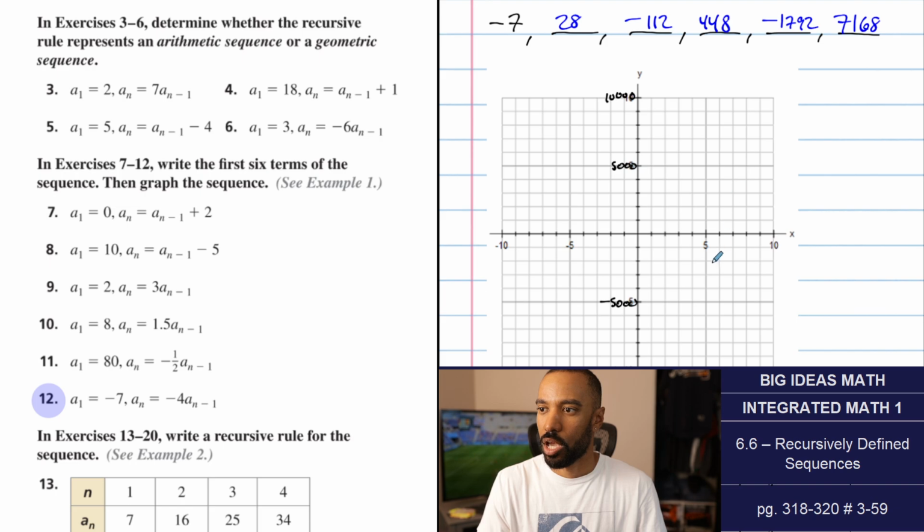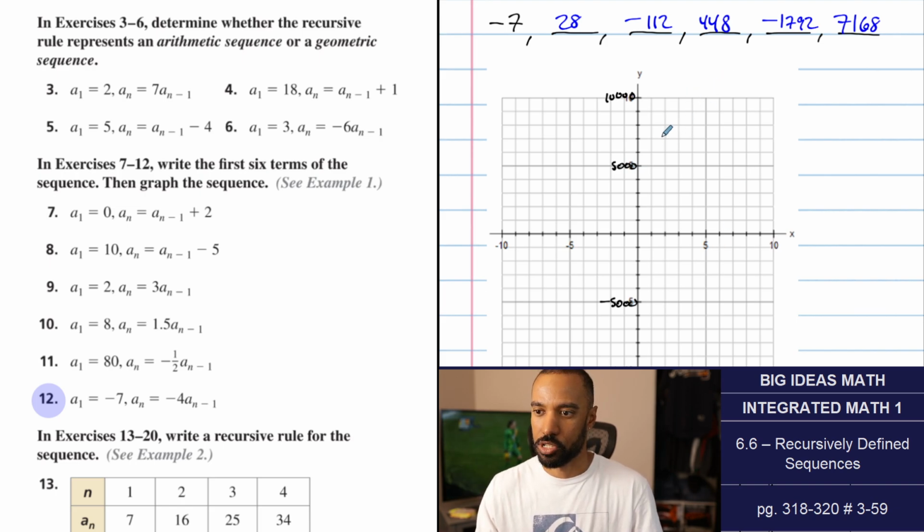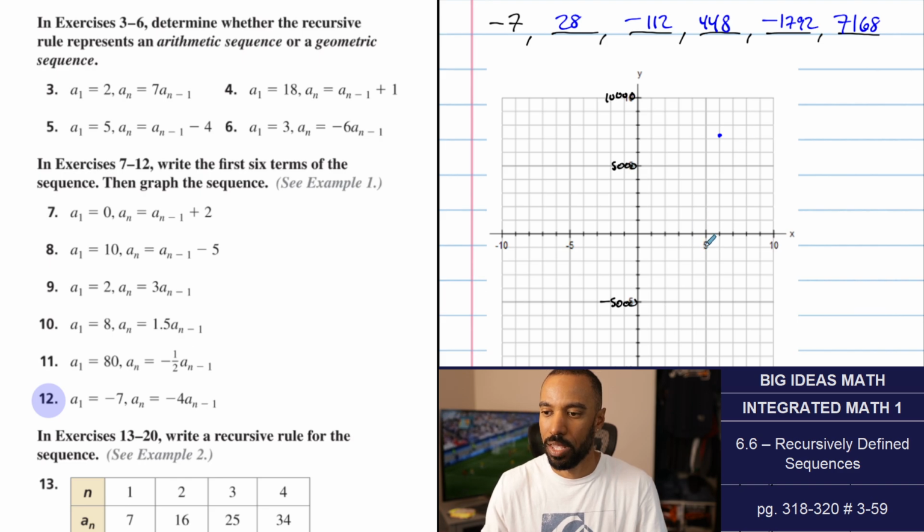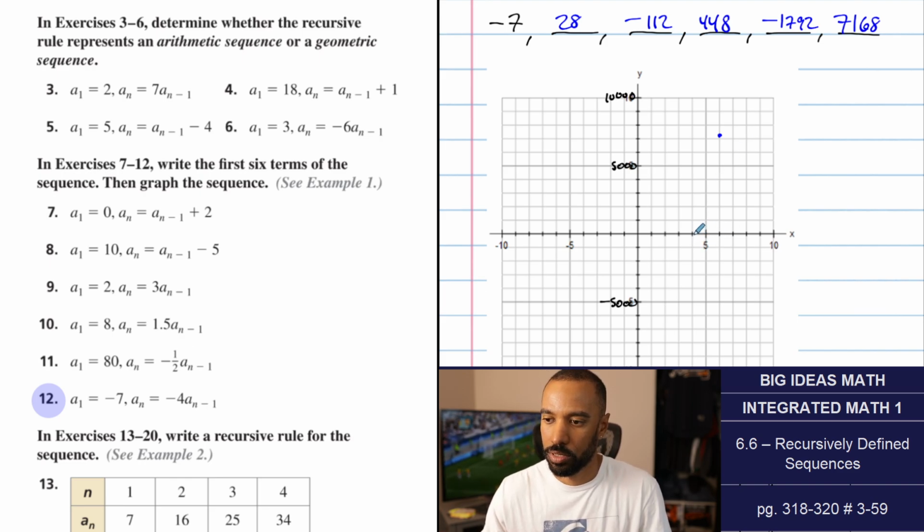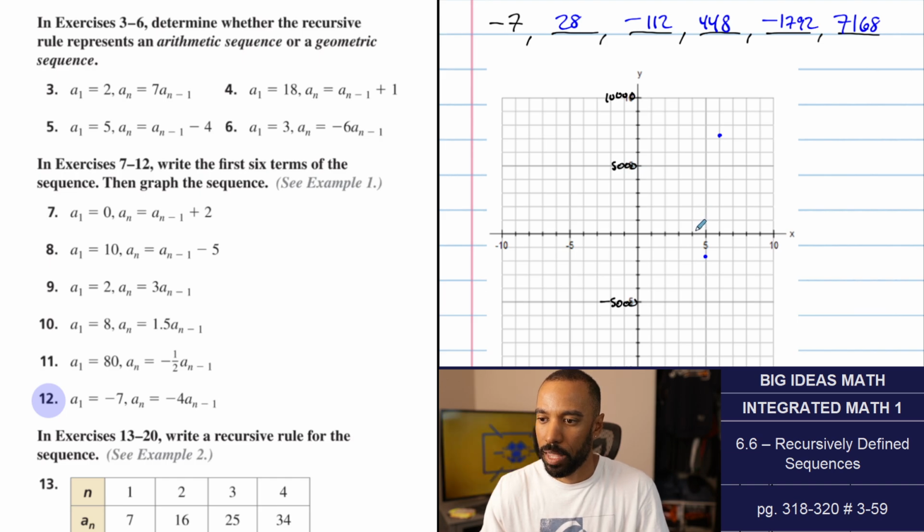Okay, so I'm going to start with 7168 just to reach high first. That's the 6th term. Now, this is 7,000. That's 8,000, so this is not quite all that high in general. It's just right there. Negative 1792 on the 5th term. Negative 2,000. Pretty close going down there. 448. That's less than 500. And 500 is already right there. So we're going to be pretty squished after this.